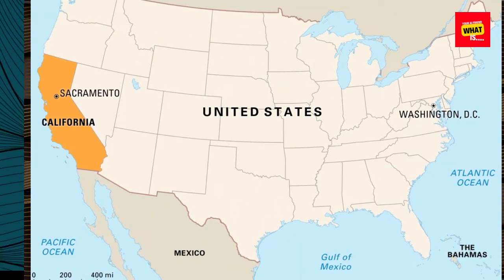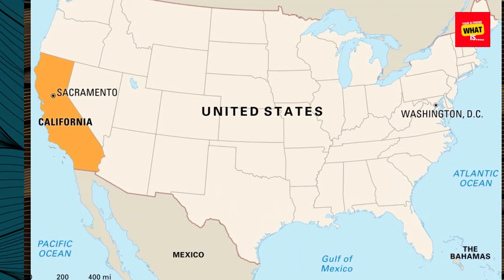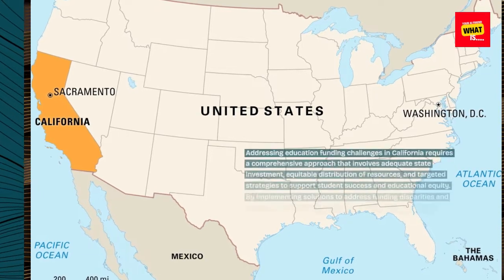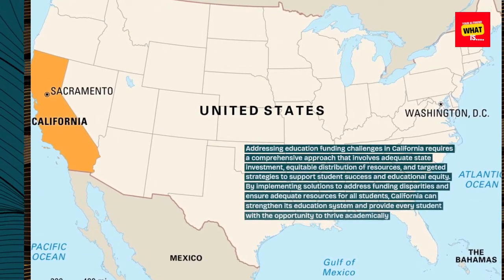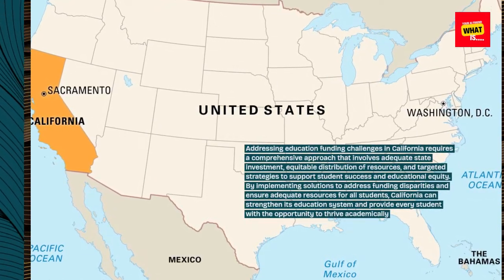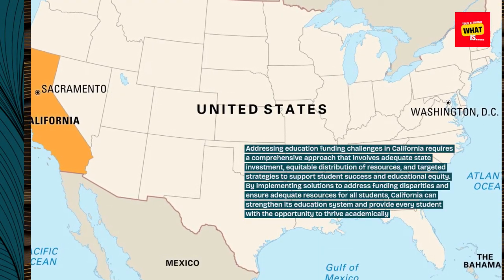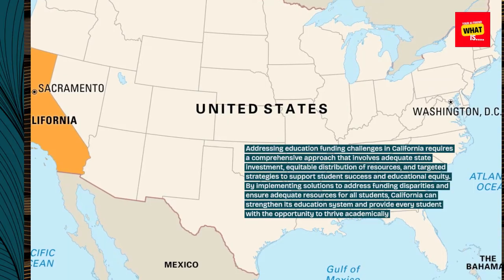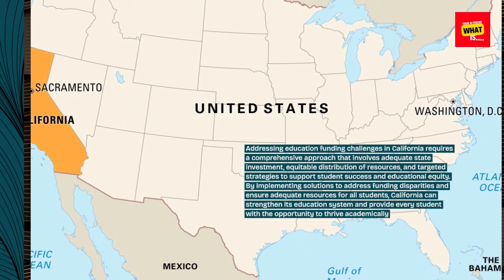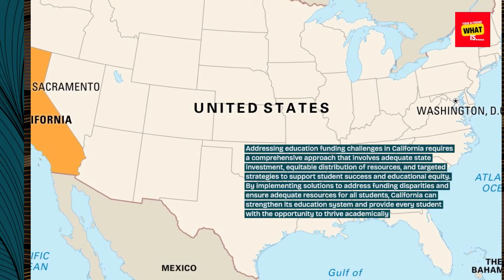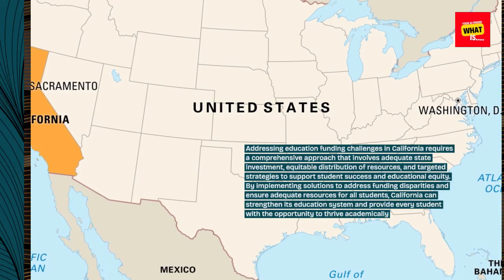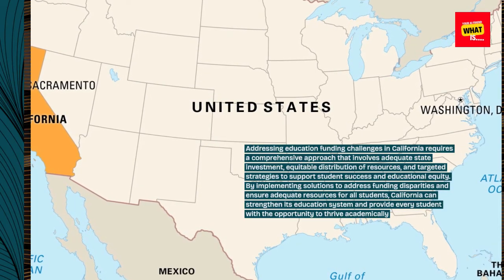Addressing education funding challenges in California requires a comprehensive approach that involves adequate state investment, equitable distribution of resources, and targeted strategies to support student success and educational equity. By implementing solutions to address funding disparities and ensure adequate resources for all students, California can strengthen its education system and provide every student with the opportunity to thrive academically.